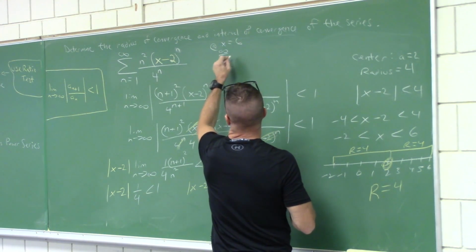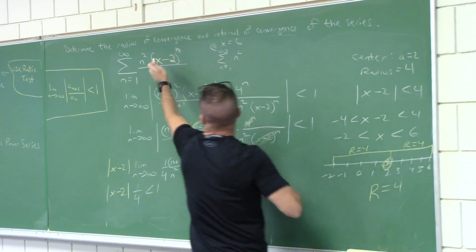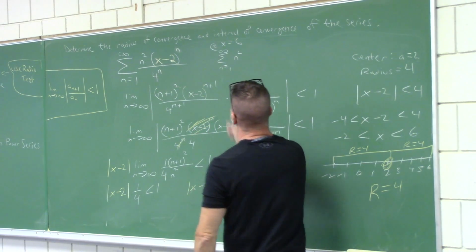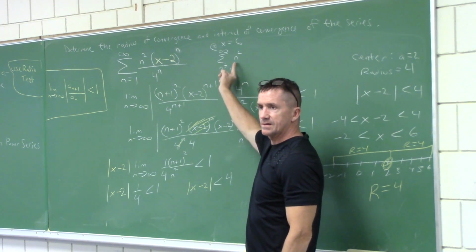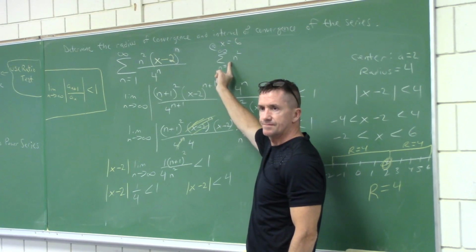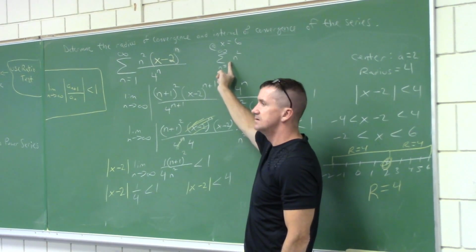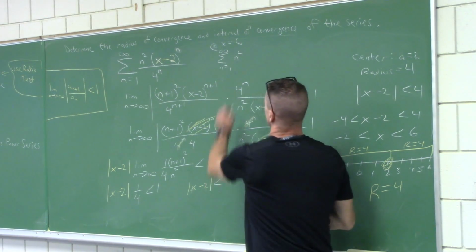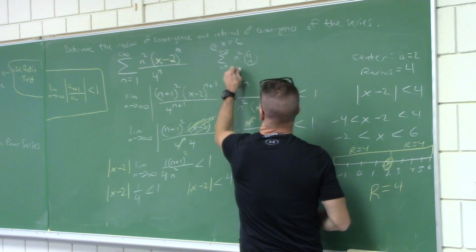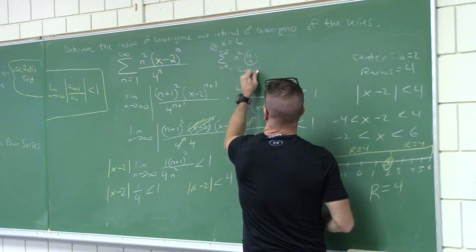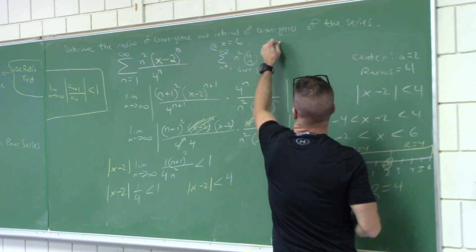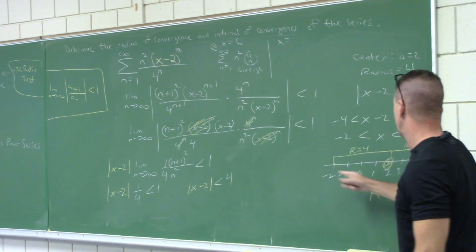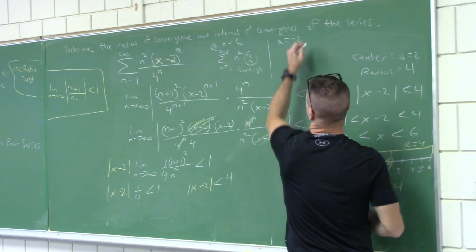I'm checking the endpoints. 6 minus 2 is a what? 4th, and I get that. I just want to make sure: does everyone agree? Does that converge or diverge? It diverges. Sorry, can't put an equal sign. Now, how about the other endpoint? Let's try x equals negative 2.